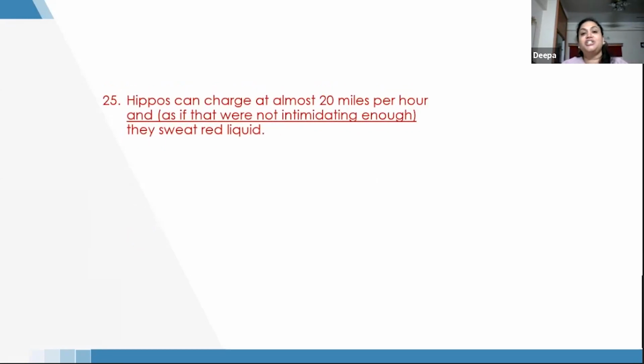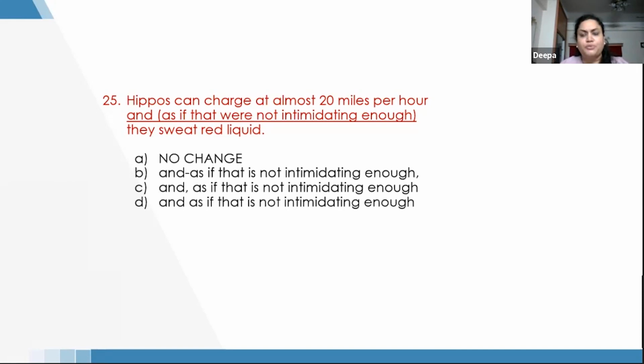Hippos can charge at almost 20 miles per hour and as if that were not intimidating enough, they sweat red liquid. Okay, so this is put in a bracket, so therefore it doesn't require any change. No change should be the best option, but then look at the other options too.